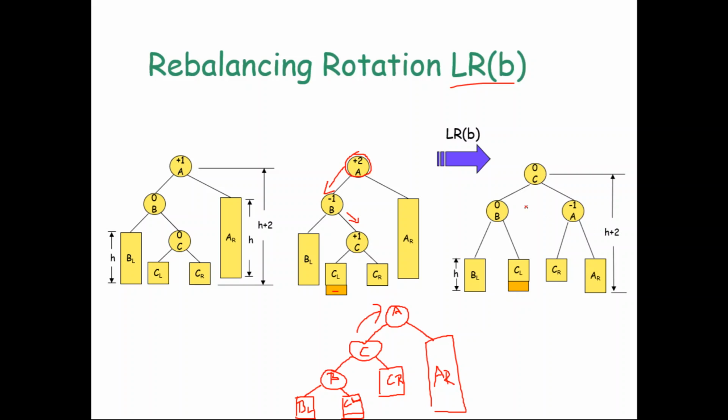When A comes down, and C becomes the root, where will CR go? CR will become the left child of A. So this is how CR becomes the left child of A, and there are no other changes. C will become the root, and C's left child is B, and B's left child is BL, B's right child is CL. So this is how the second case of rotation happens in LR.